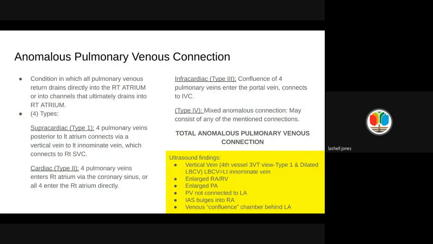Okay. Now, some other ultrasound findings, you're going to have an enlarged right atrium, enlarged right ventricle. Your pulmonary artery is going to be enlarged. Okay. And of course, the pulmonary veins will not be connected to the left atrium. As you see in all 4, they're connected somewhere else. Your septum will bulge into your right atrium because of that heavy blood flow. And then the venous confluence chamber behind the left atrium, which I have an example of that coming up.